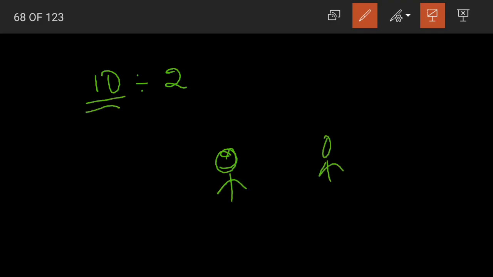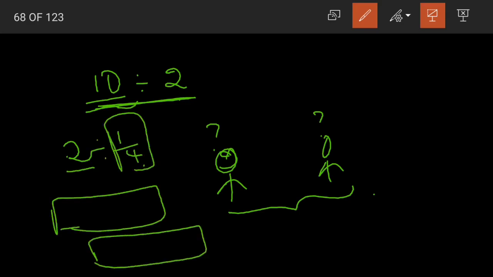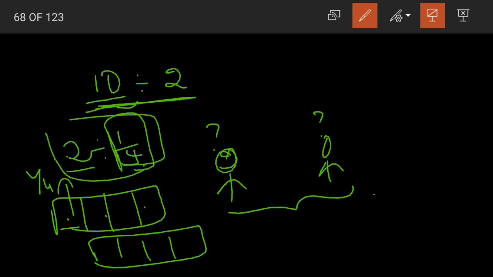See children, suppose I say 10 divided by 2, that means we have two students A and B. When these 10 are divided among these two people, how many will each child get? We will know upon division. In the same way, 2 divided by 1 by 4 means when these two wholes are divided into 1 by 4 parts. What does 1 by 4 parts mean? Each part is called 1 by 4. So when it is divided into 1 by 4 parts, how many 1 by 4 equal parts will we get? That we'll find out by this division.